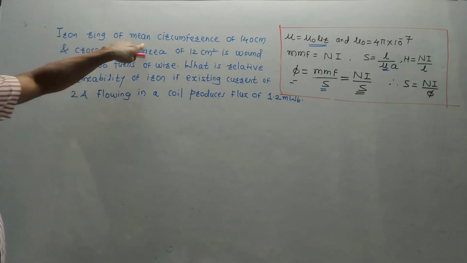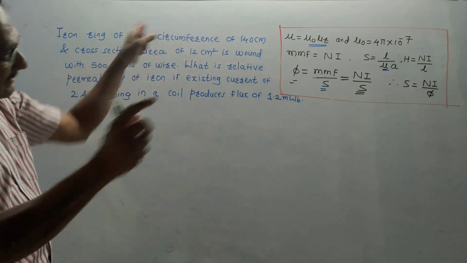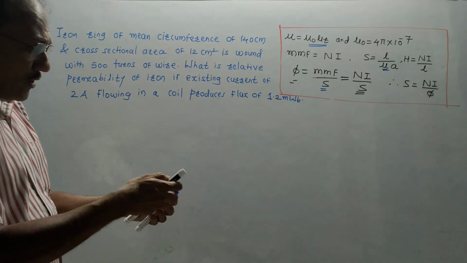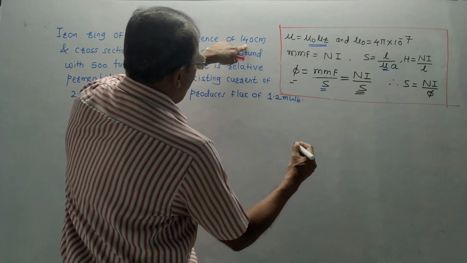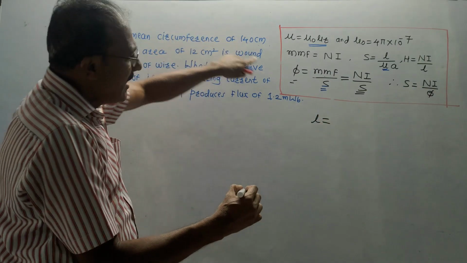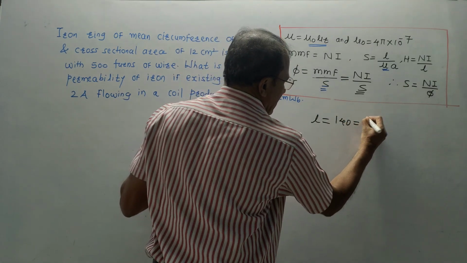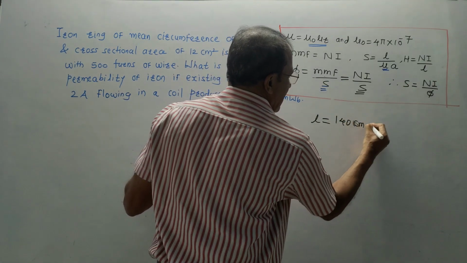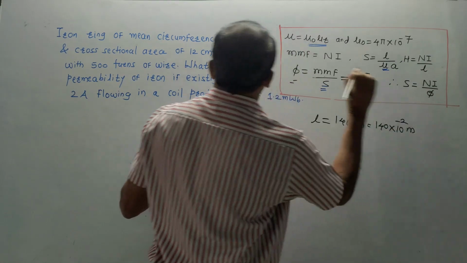Iron ring of mean circumference of 140 centimeter. What I said earlier, while reading the question itself, you need to write the values in terms of notation. So mean circumference is 140 centimeter, that is L. Convert it into meters. So it is 140 into 10 raised to minus 2 meters.